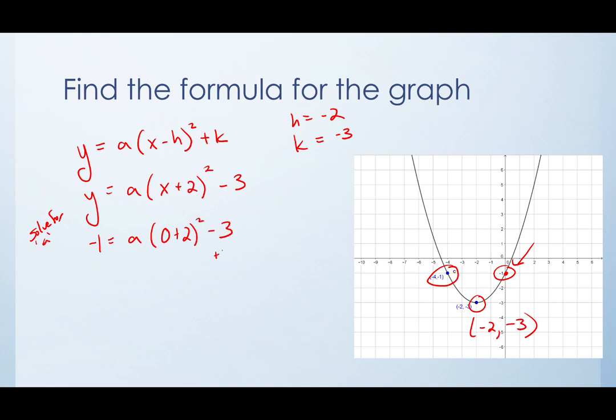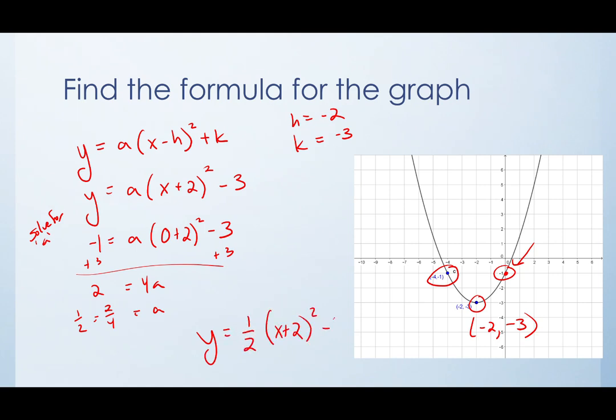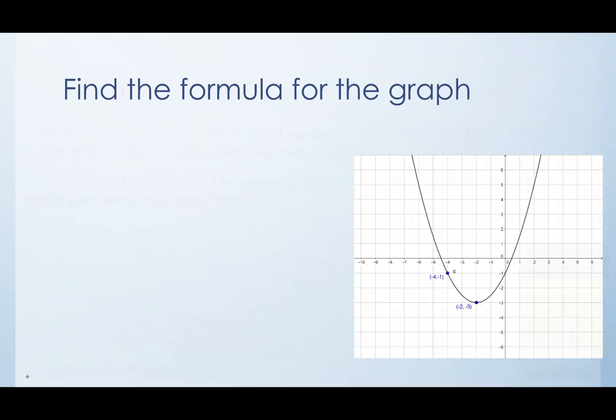So I'm going to go ahead and add 3 to both sides. 2. And I've got 2 squared, so this is 4a. So a is 2/4, which of course is 1/2. So now we have our formula, right? y equals 1/2 (x plus 2) squared minus 3. That is a perfectly valid formula for the graph, unless it says standard form, in which case you have to multiply everything out.